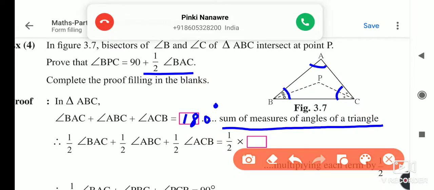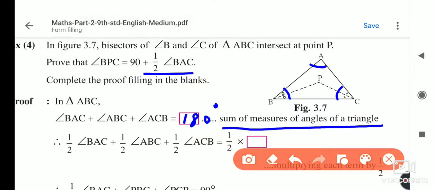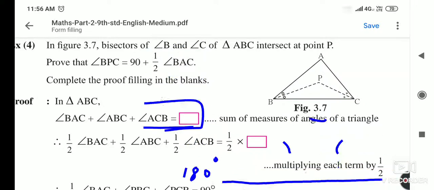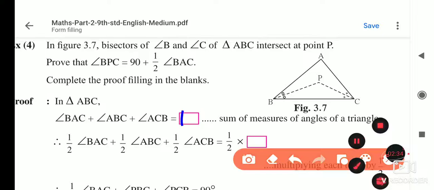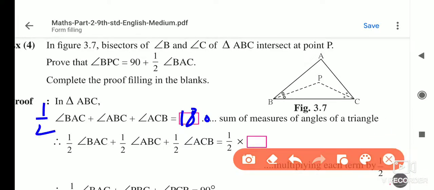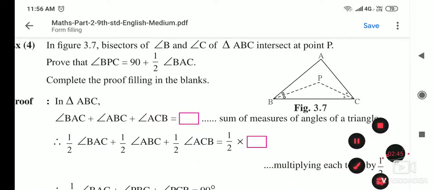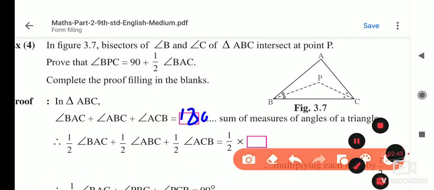So here it is 180. Then here, if you see in the question, we want 1 half angle BAC. What we want is 1 half BAC. So what will we do here? Here we will write half. We will take it for every angle, so here we will write half, here half, here half. It means we will multiply this equation with half.